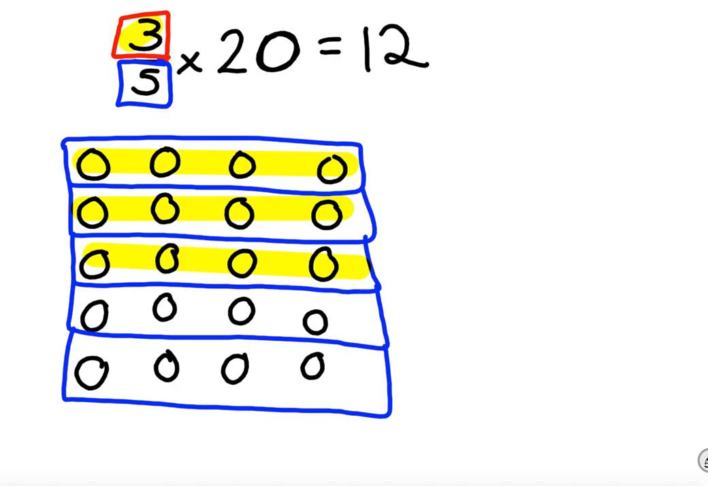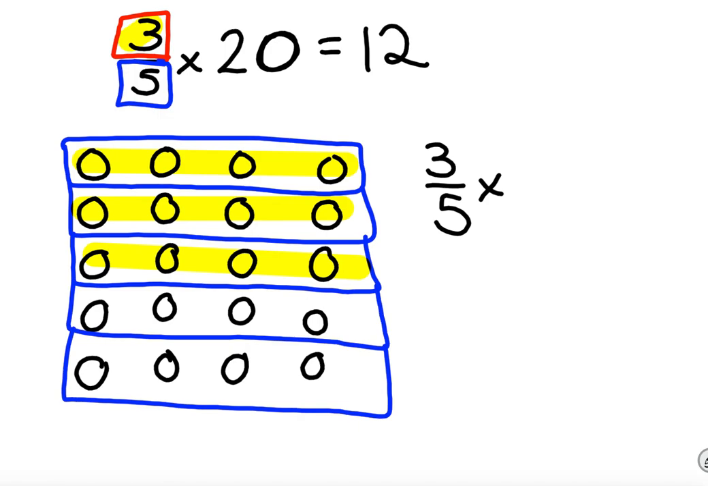Can we use an algorithm to check this over? Yeah. How would we do that? What would our algorithm look like? Lydia? We could use the box strategy. We would have 3/5 times, what do we need to do with 20 before we multiply? Since it's a whole, we need to do what? Turn it into a fraction. We need to turn it into a fraction.